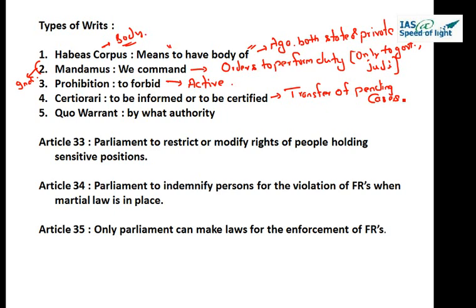Fourth one is quo warranto, which means by what authority or warrant, and it is issued by the court to inquire into the legality of the claims of a person to a public office. So it prevents the illegal holding of a public office by a person. So quo warranto, by what authority? We have already completed this in mnemonics also, how to remember these words and all.